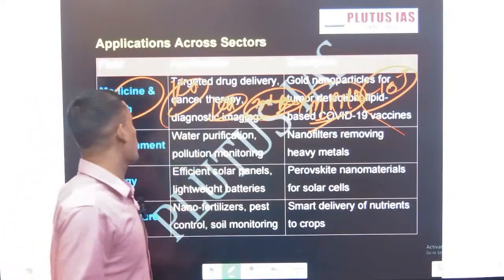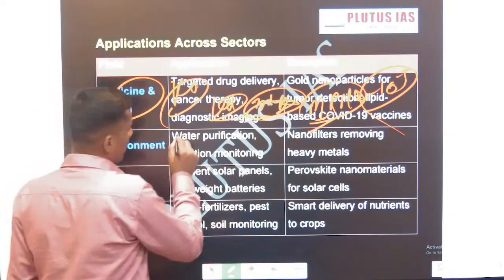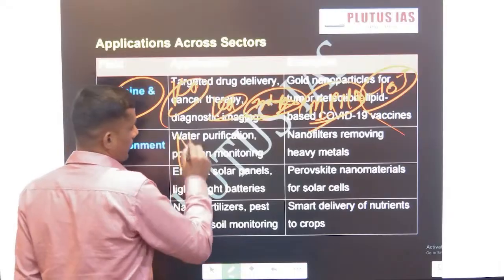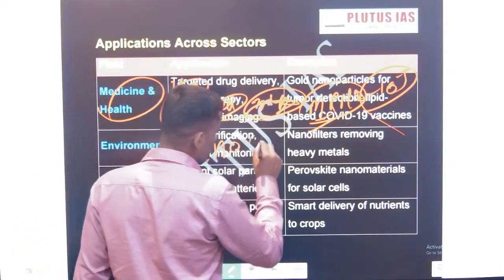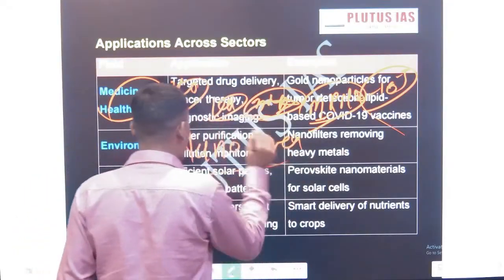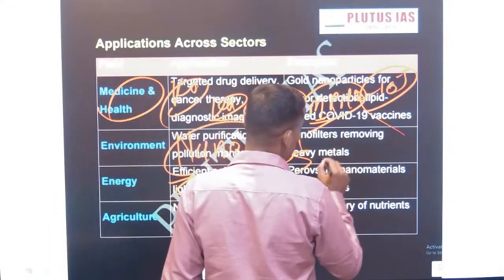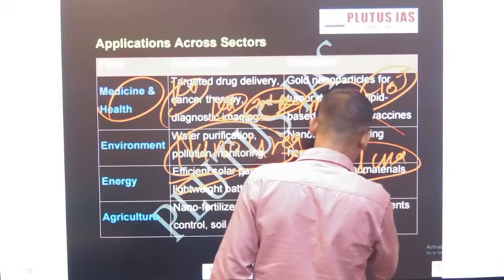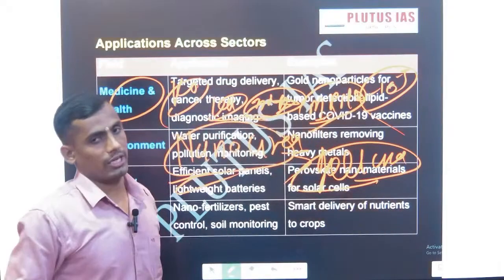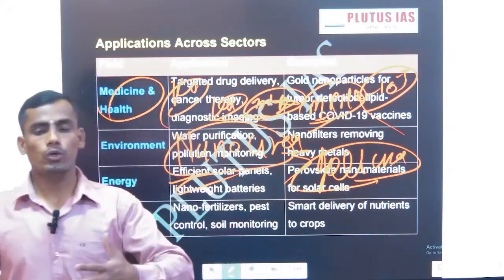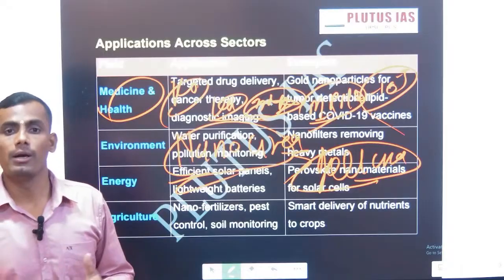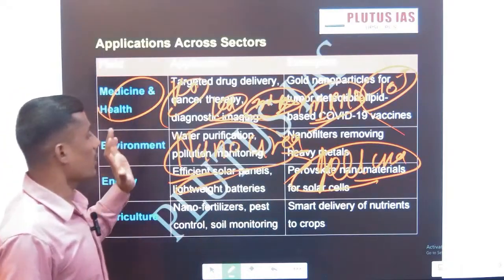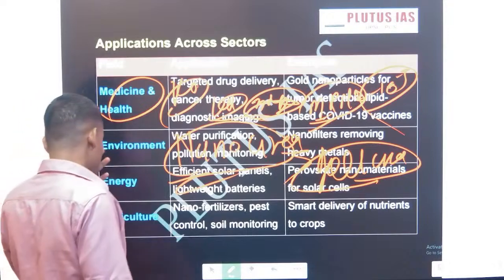If we talk about agriculture, then the best example is nano urea. You have heard about the nano urea mission, then you have heard about the golden urea mission. All these work on the nano scale, and that improves the efficiency and effectiveness of the particular fertilizer.